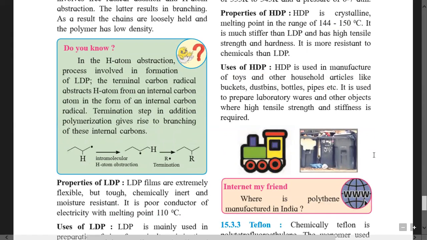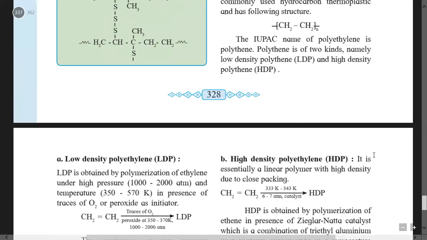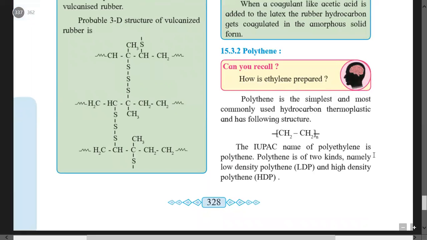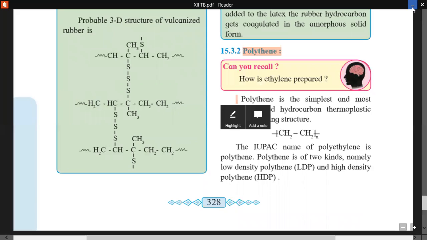So that is about the second type of polymer, polythene. We have studied two types of polythene: LDP and HDP.